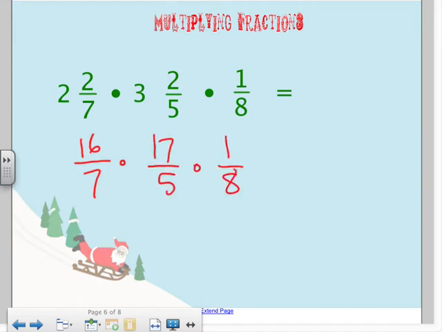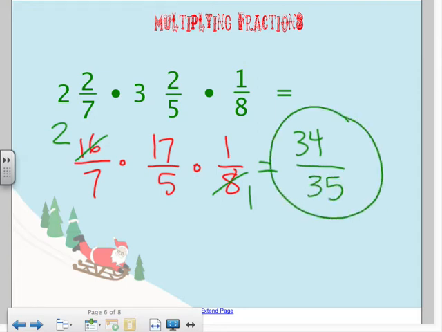And now, it's the exact same thing we were doing last time when we had 3. You can just look to see if there's anything you can simplify. We got 8 and 16 over there, and that's about it, right? 17 doesn't go into anything, nothing else I can do. So now I can multiply 2 times 17, 34. 7 times 5 is 35. 34 35ths is my final answer.